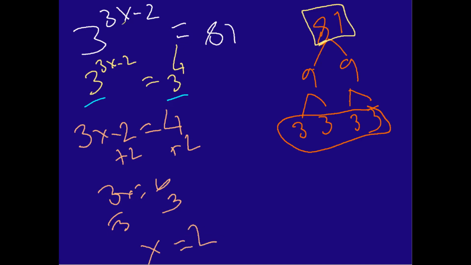And I can check that. So let's see here. If I put 2 in here, I'd have 3 times 2. That'd be 6. 6 minus 2 is 4. 3 to the 4th power equals 81. It makes sense. So we know that answer is correct. So let's move on to our next example here.